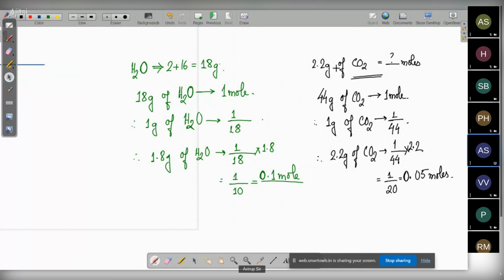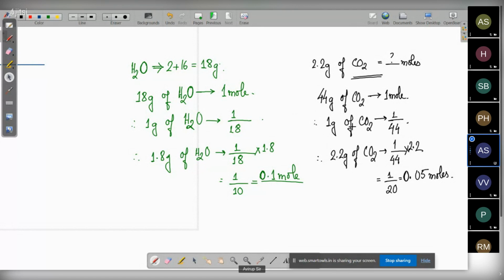Yes, sir. Okay. So I am saying that 1 mole of a substance is equal to the molecular weight. The molecular weight of any substance is equal to 1 mole. So the molecular weight of carbon dioxide is 44. That means 44 grams of carbon dioxide is basically equal to 1 mole, because the molecular weight of any substance is equal to 1 mole.